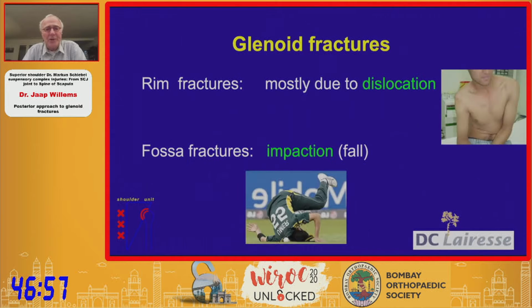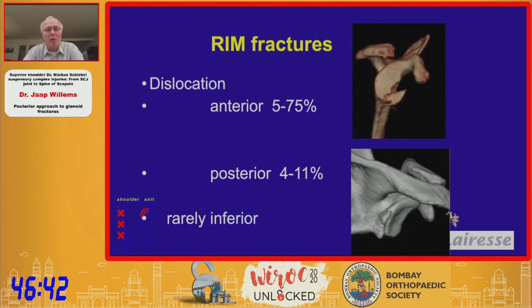Well, the rim fractures, and that's been discussed widely by Marcus, are mostly due to dislocation, and the fossa fractures are mainly the result of an impaction, after a fall. But the rim fractures are mainly anterior and a smaller number posterior, as shown here, and that of course is related to the high rate of anterior dislocation compared to posterior dislocation.